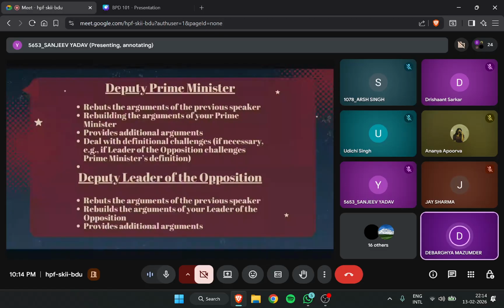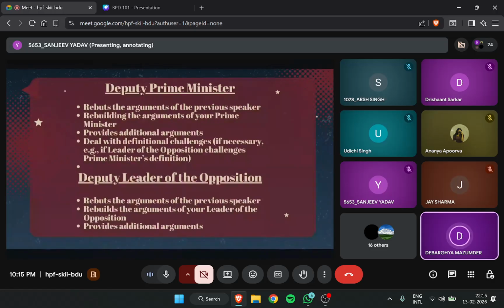What do your goals look like? You will go ahead and rebut the arguments of the previous speaker, probably the Leader of Opposition. You are rebuilding the arguments of your Prime Minister. You are providing additional arguments. You are dealing with the definitional challenges if only necessary. That means you can go ahead and tell new points of arguments, new arguments, if whatever your Prime Minister couldn't complete in their speech, you can bring examples in it, and that's where your DPM role ends.